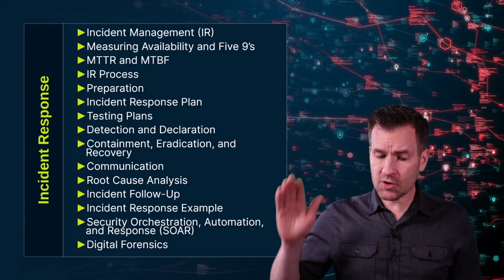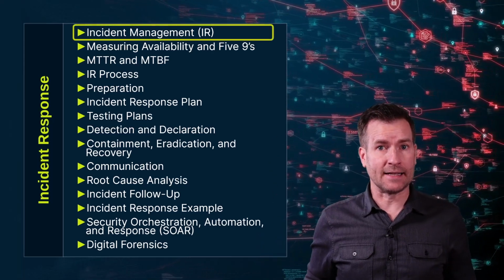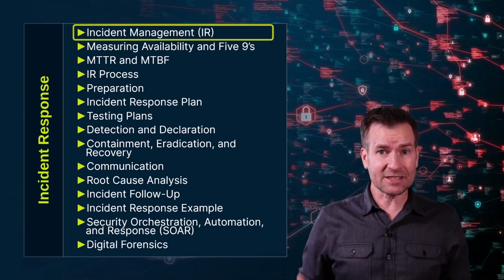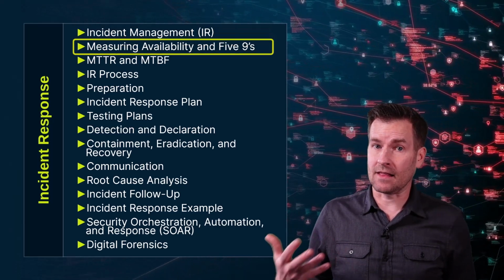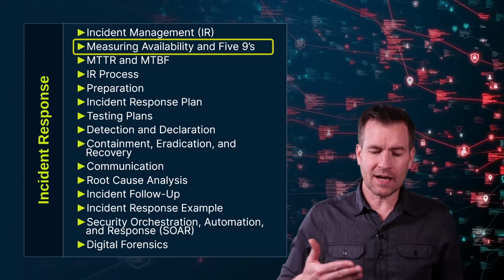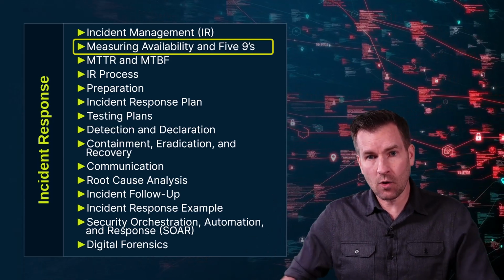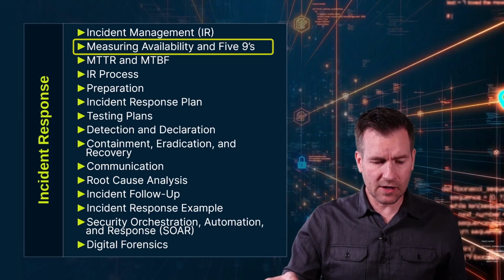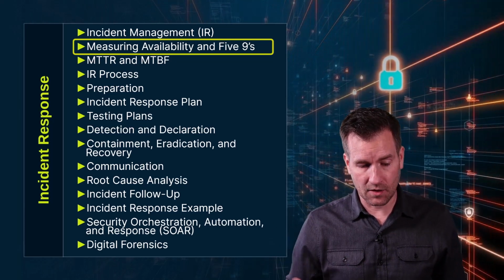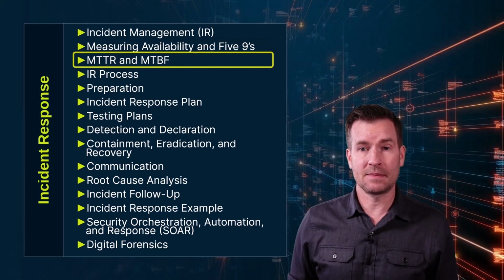We're going to kick this module off going over incident response, what incident response looks like from a high level. We're also going to talk about measuring things like availability, uptime, downtime, what 5 nines are, what are just the nines in general, what is mean time to recovery, mean time between failures, MTTR and MTBF.